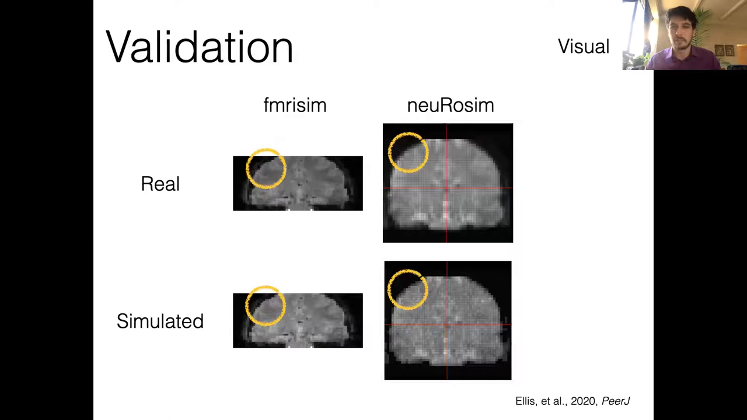Nonetheless, they look kind of like real data. But one of the things that we did with fMRI sim is we went beyond eyeballing it to see, does it look good enough?